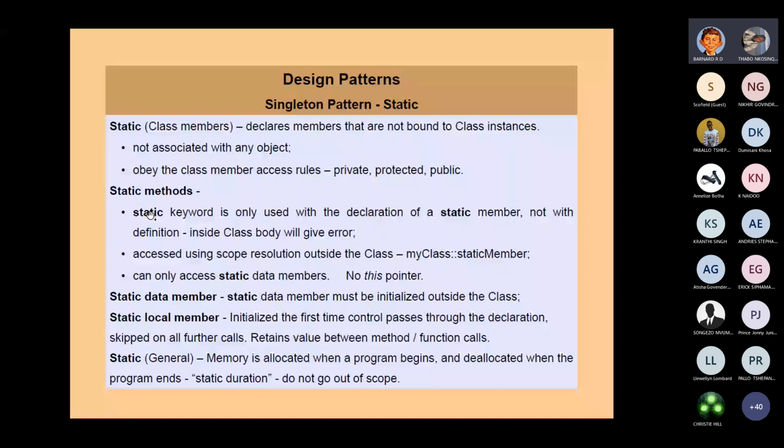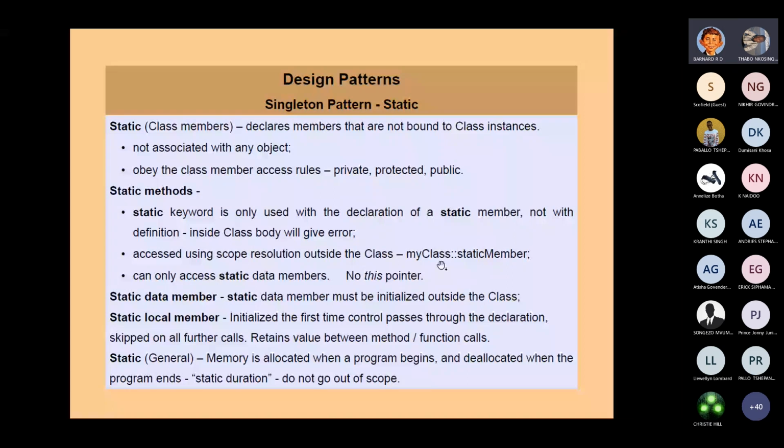Once you get to your source file, you don't put the keyword static in front anymore. Then outside the class, you access static methods using the scope resolution operator. Here's an example, my class, and then the static method with the scope resolution operator. And you do not have to instantiate an object of the class in order to be able to access a static member. So you can access your static members by using the scope resolution operator with the class name without instantiating an object of the class. So just remember that, please.